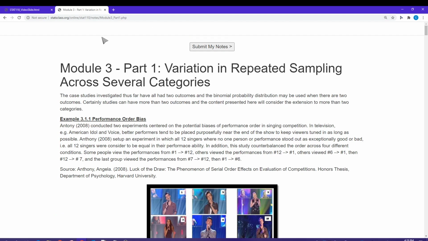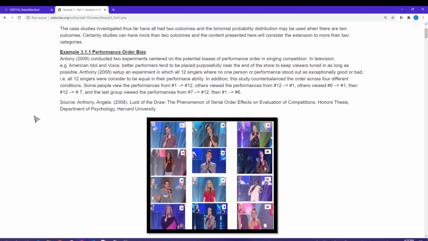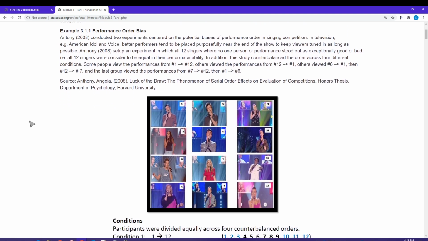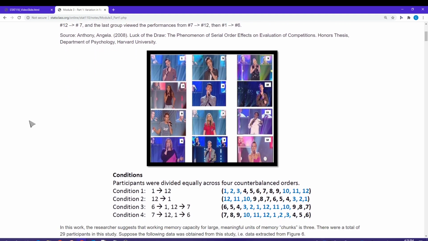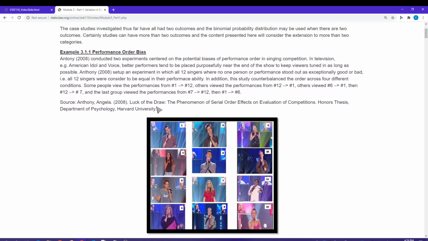So this case study is centered around a singing competition in which they were interested in trying to determine whether or not there was bias due to the performance order of the contestants. So in particular, are individuals who perform later in the competition more likely to win than those that perform earlier in the competition? This study was actually done as part of an undergraduate thesis project at Harvard University.